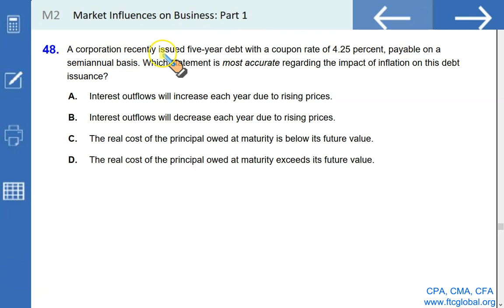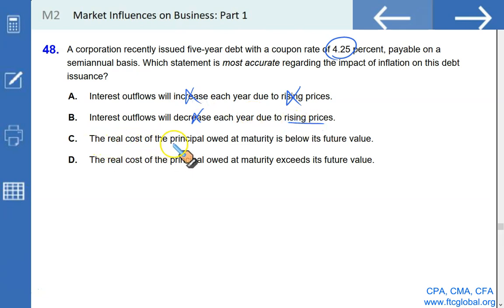A corporation recently issued 5 years debt with a coupon rate of 4.25%, payable on a semi-annual basis. Which statement is most accurate regarding the impact of inflation on this debt issuance? Interest outflows will increase each year due to rising prices. This is incorrect, because interest payments do not depend upon the price level; it's a fixed payment based upon the coupon times the par value of the bond. Wrong. Interest outflows will decrease? They will neither increase nor decrease with inflation.